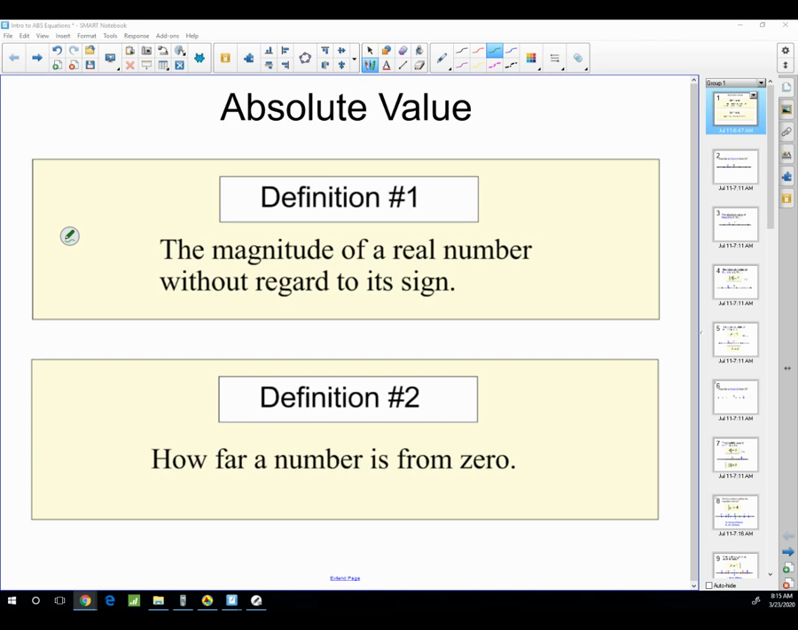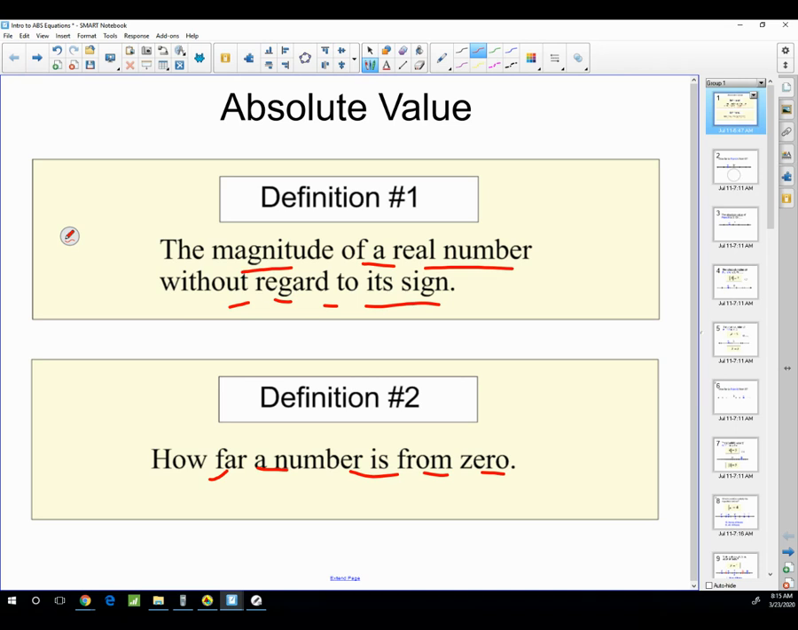Hello, we're talking about absolute value. We're going to lead this into absolute value equations. We're going to talk about polynomials and non-polynomials. But let's start with the definition of absolute value. A couple of definitions here: the magnitude of a real number without regard to its sign, or how far a number is from zero.